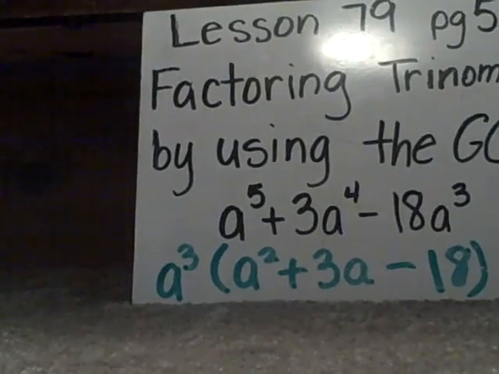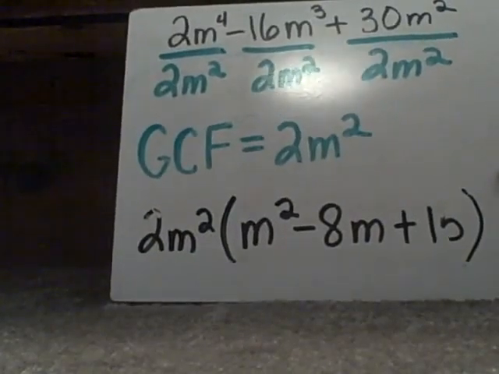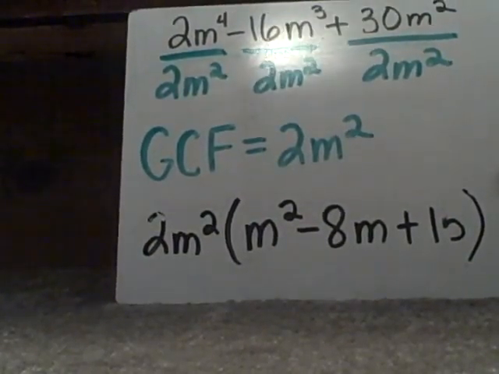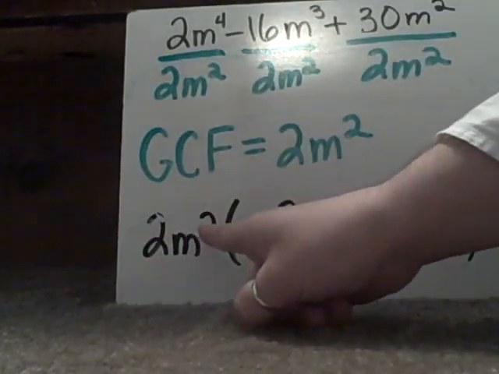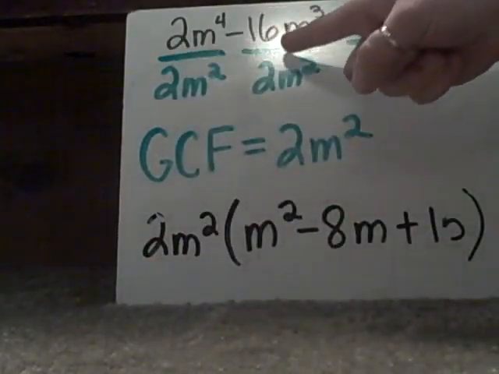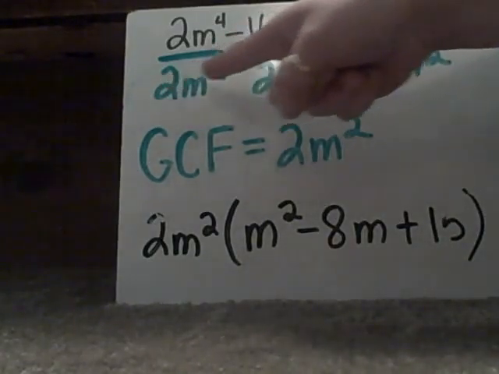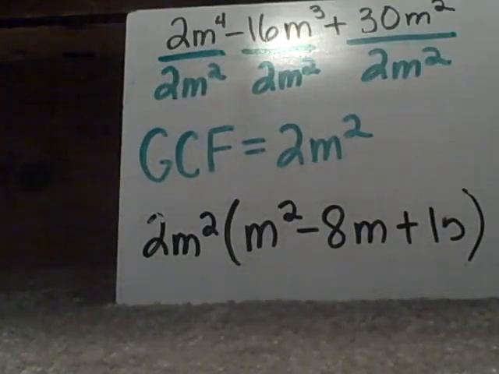The next example is 2m to the fourth power minus 16m to the third power plus 30m squared. In this example, the greatest common factor is 2m squared. So I put the 2m squared in the front of the parentheses. What happens is we divide all three terms by their greatest common factor, which is that 2m squared. In the parentheses again, we write what's left over.